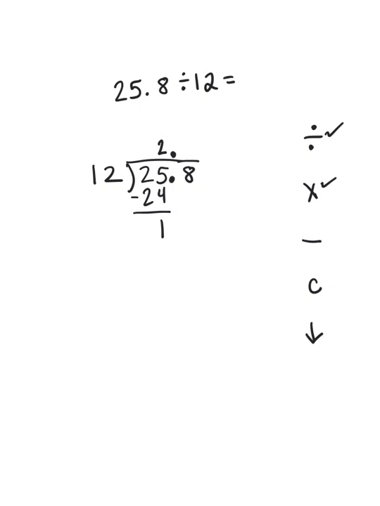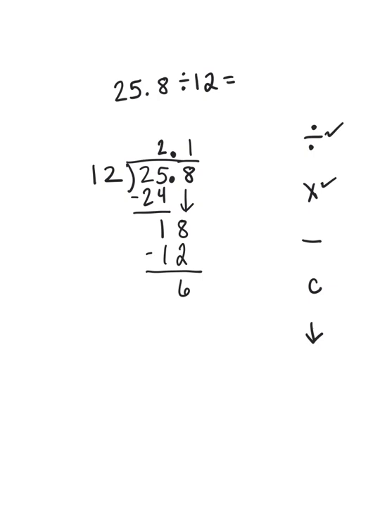Compare. 1 is less than 12. So I can keep going. If you end up with something left over at the end of these steps that's greater than your divisor, then you need to go back and divide again. Okay, now I'm going to bring down my 8. 12 goes into 18 one time. 1 times 12 is 12. Subtract. I have 6 left over.